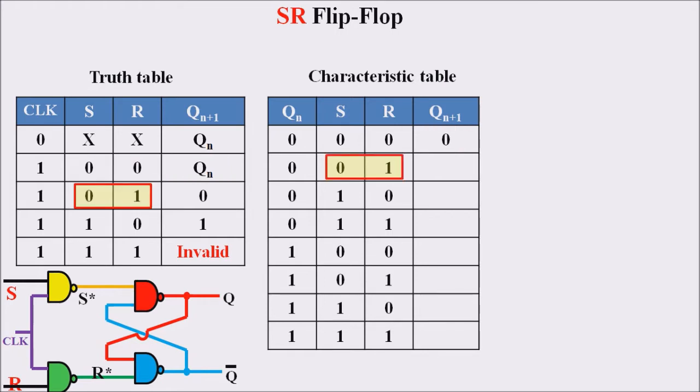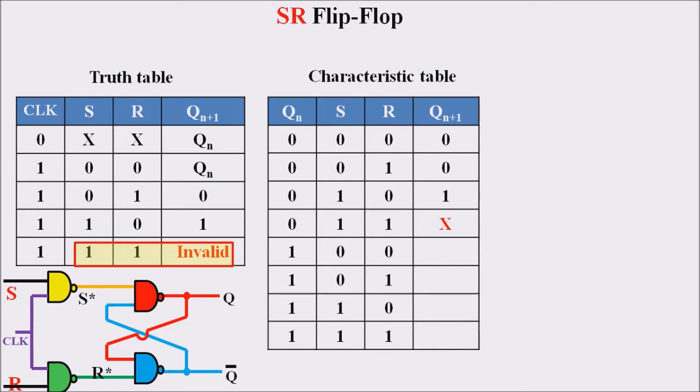If we are moving towards the second step, that is S equal to 0, R equal to 1, according to the truth table, the Qn plus 1 will be 0, so we are writing it as 0. And if we are moving to the third row, that is S equal to 1, R equal to 0, according to the truth table, the output Qn plus 1 will be 1, so 1 is written in Qn plus 1's characteristic table. If we are moving to the 1, 1 condition, that is S equal to 1, R equal to 1, according to the truth table, this is an invalid condition, so we are representing it as X, that is we are not using this condition.